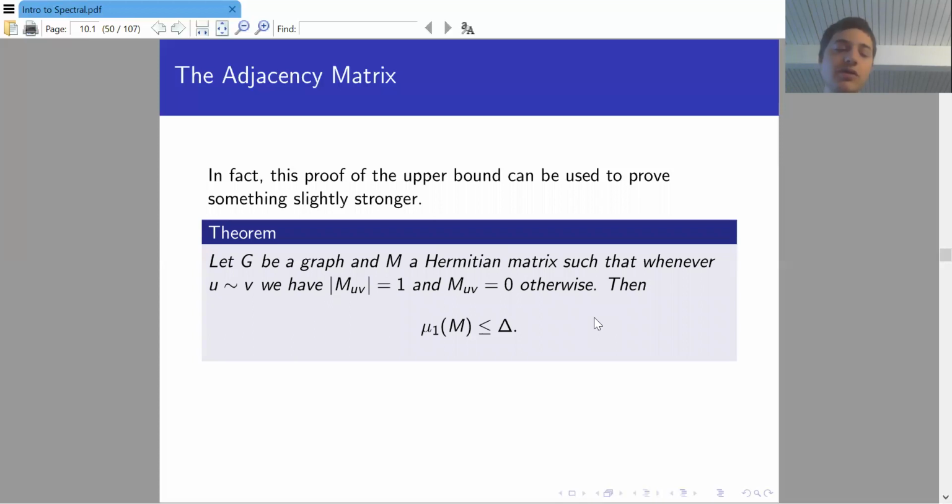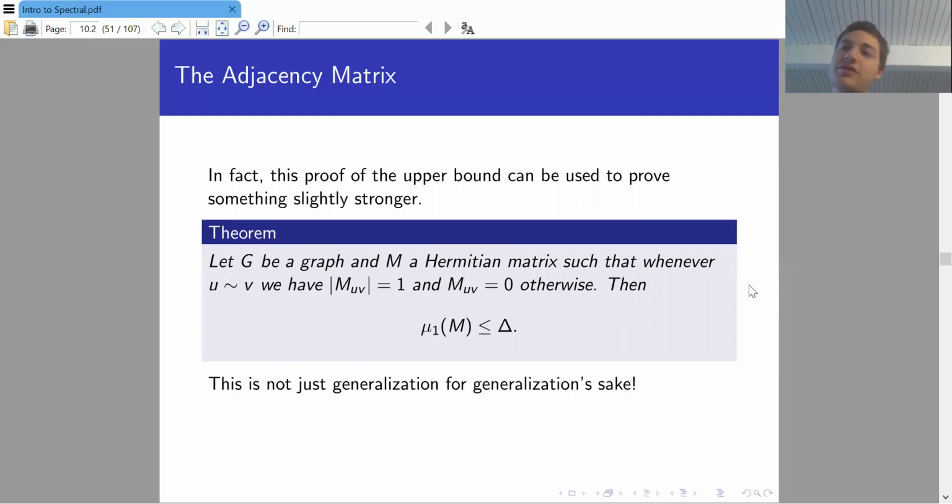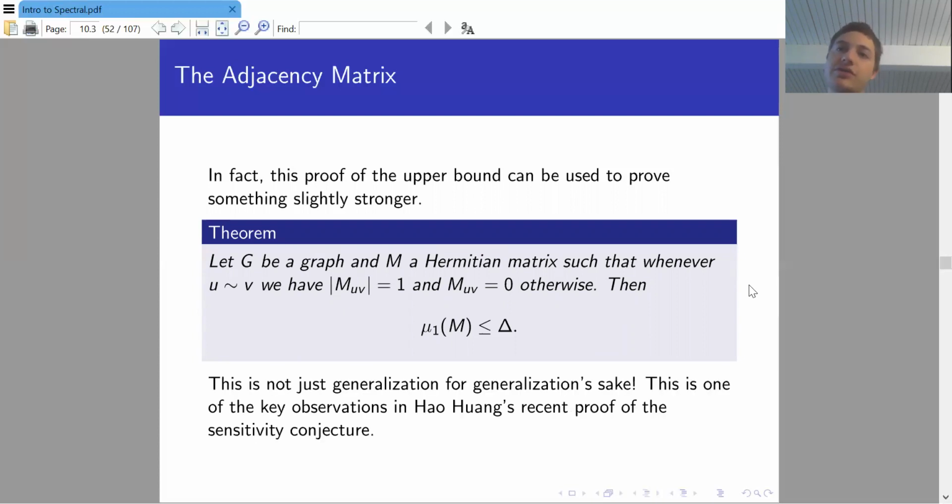And I don't know about you all, but I don't personally like generalization for generalization's sake. So sure, one can prove this result, but there's no real reason to do it, at least one would think that. But it turns out this is not the case. So actually, this was a very key observation made by Hao Huang in proving something known as the sensitivity conjecture, which we'll now go and talk about.